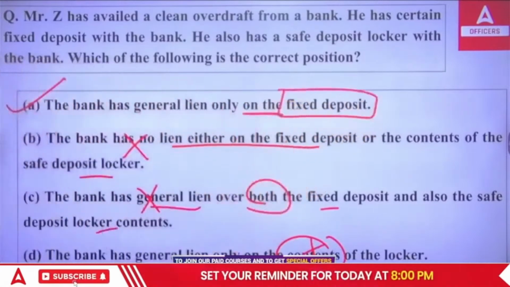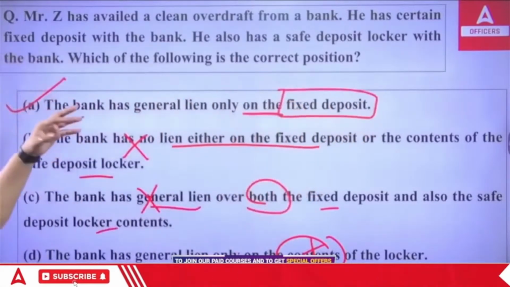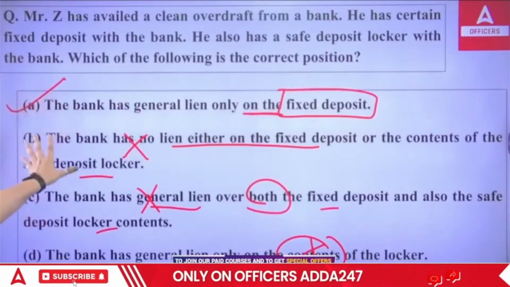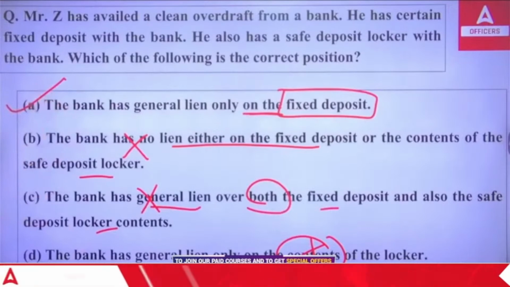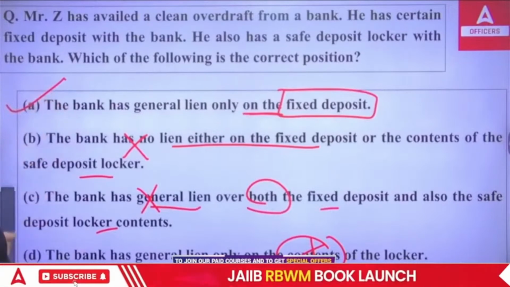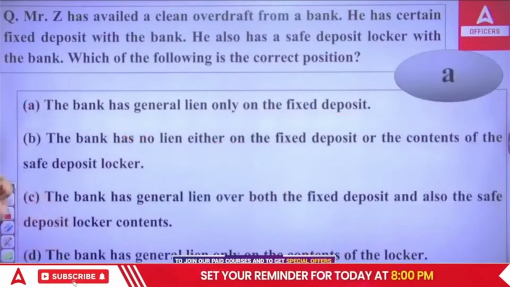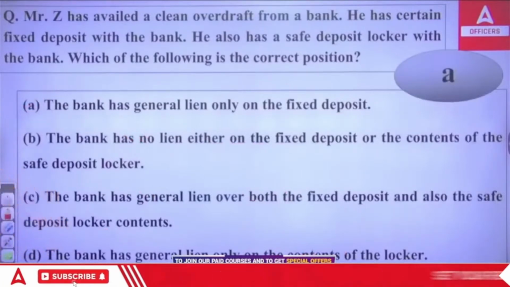The bank has general lien only on the fixed deposit. There are two types of lien, na? General lien and specific lien. So the general lien is only on the fixed deposit. Okay, so right answer is A. Okay, right answer is what? It is A.